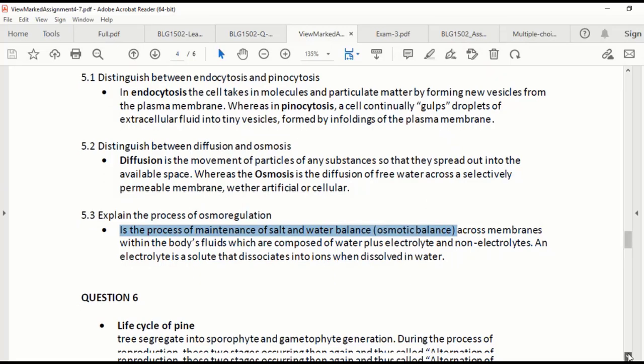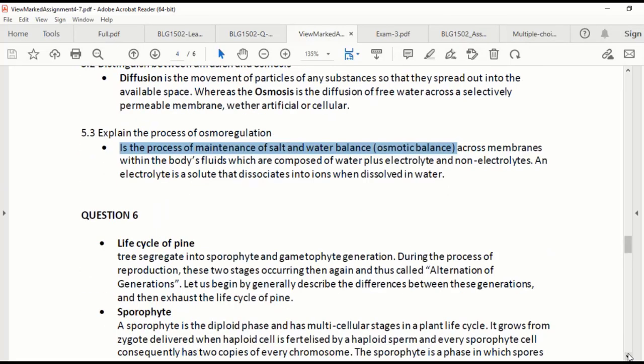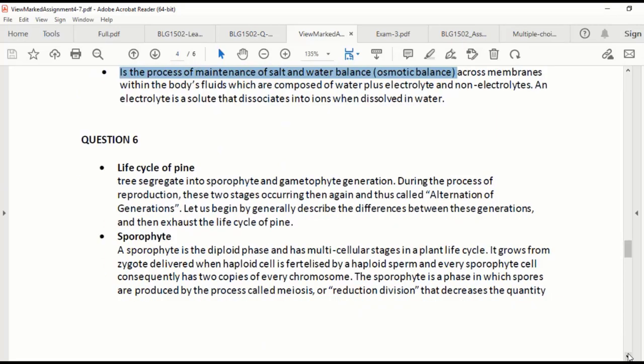The other question involves the structure or life cycle of a pine. In the life cycle you'll find that the tree segregates into sporophyte and gametophyte generations during the process of reproduction. The two stages occurring are then explained. You can also explain the life cycle without a diagram, but that is rather hard because you'll have to describe it, but you can do that.